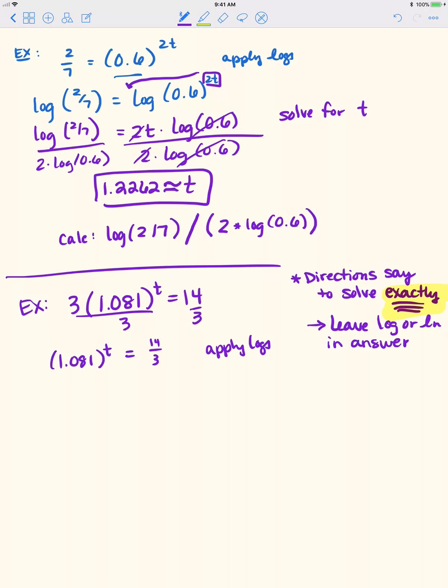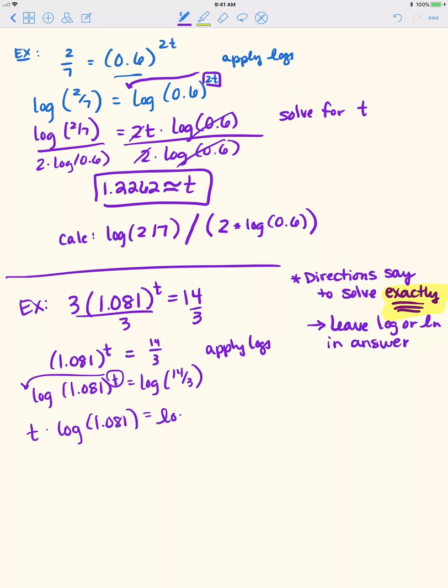I'll apply the logarithm to both sides, just a common logarithm. So the log of 1.081 to the t equals the log of the fraction 14 over 3. I can bring my t power down, multiply by the log of 1.081, and that equals the log of 14 over 3. Solve for t, so I'll divide both sides by the logarithm of 1.081.